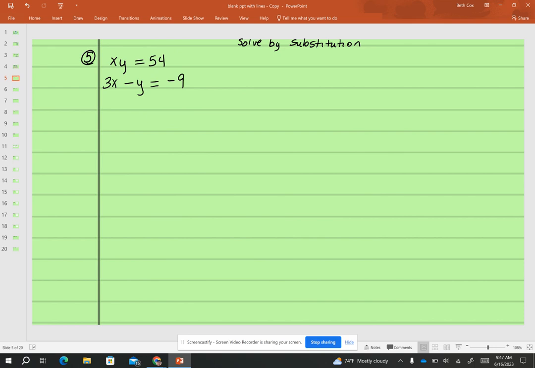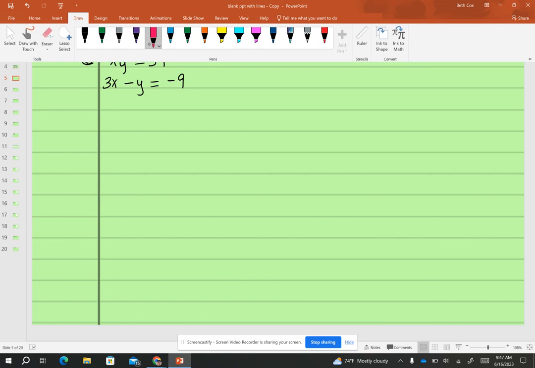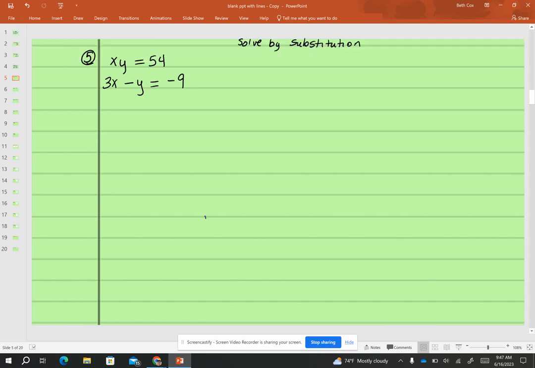Solve by substitution. Again, we need to create an x equals or a y equals. This time we need to make a y equals. We are not messing with that xy equal 54. We're going to do the bottom one. Here we go. We are going to solve for y. We're going to create a y equals.